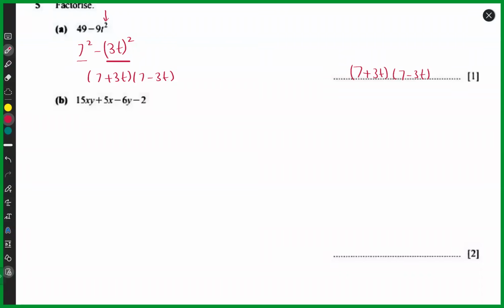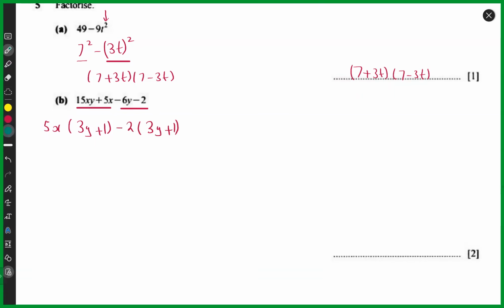So what I will do is I'll just make two pairs. This is the first pair, this is the second pair, and now I'm going to take things common. From the first pair, I can take 5 common, and I can take x common, and I would be left with 3y plus 1. From the second pair, I have minus 6y and I have minus 2. So I can take minus 2 common, and when I take minus 2 common, I would be left with 3y plus 1.